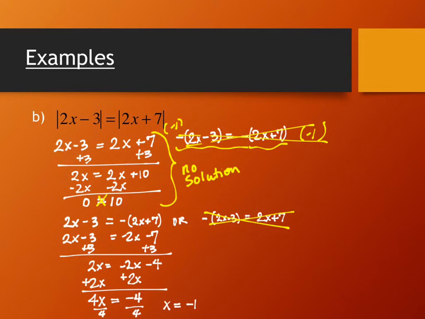Okay? But I still have to check it, because I eliminated absolute values as I was working, and I might have introduced something into the problem that didn't actually work. And the only way to check that is to actually check the solution that I've potentially gained. So I have the absolute value of 2 times, is it negative 1? Yeah, negative 1 minus 3. And we're trying to see if it equals 2 times negative 1 plus 7.